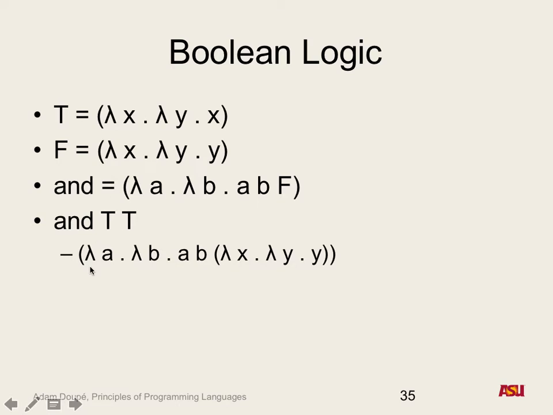If we write out the definition of AND, we have lambda a dot lambda b dot a b lambda x dot lambda y dot y. Here I'm using different a's and b's so that we don't get confused with the x's and y's in this false function, even though these x's and y's are all self-contained. We know they would be different, but to make it easier on us, we will not do that.